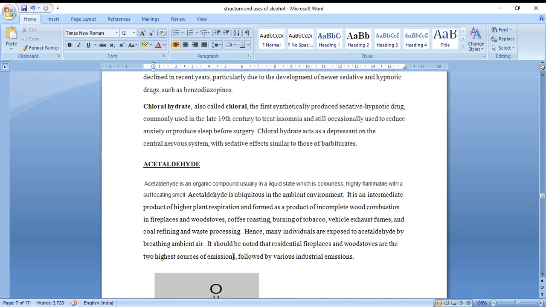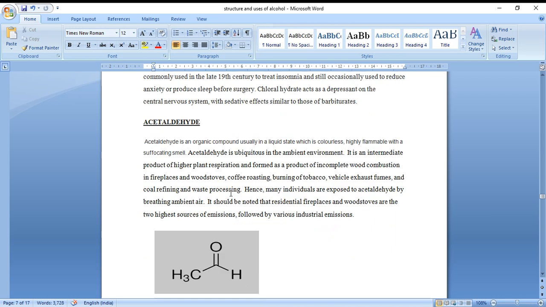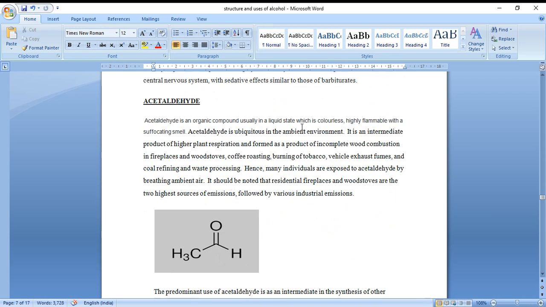So the next one is acetaldehyde. Formaldehyde is a single carbon compound, isn't it? Formaldehyde is a single carbon aldehyde, and acetaldehyde is a two carbon aldehyde. Acetaldehyde is an organic compound, usually in a liquid state, colorless, highly flammable, with a suffocating smell. What is flammable? Flammable and inflammable are both similar words, meaning it easily catches fire.